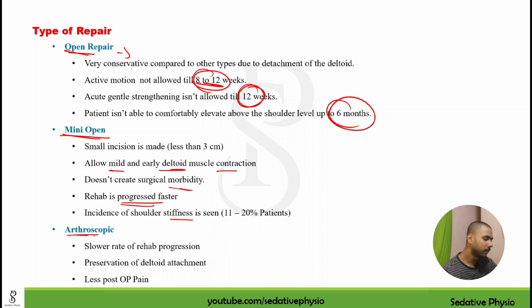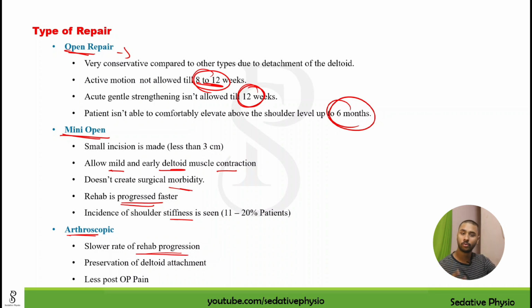Third is the arthroscopic repair, which is very much on trend nowadays. There is a slow rate of rehab progression. That's the issue with it, that the rehab progression is very slow. But one good point with the arthroscopic is that here the deltoid attachment is completely preserved.